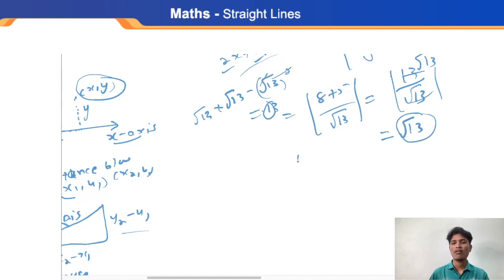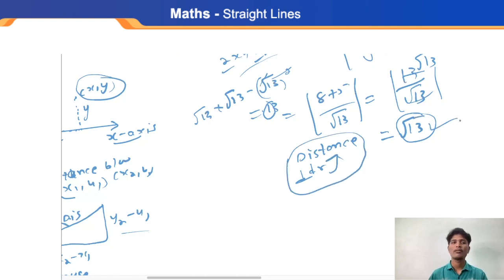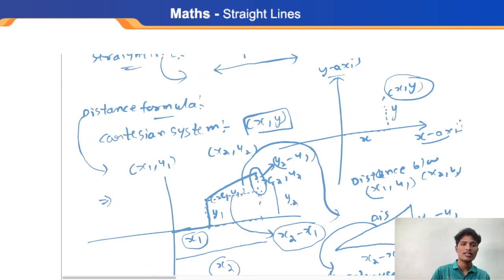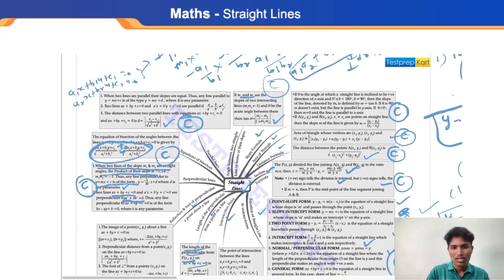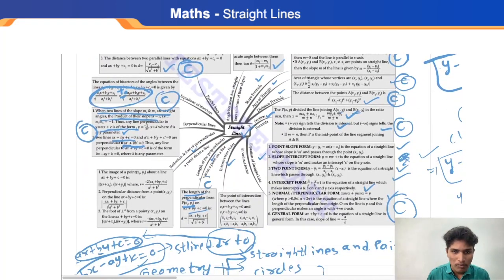This is the distance you have to calculate, the perpendicular distance. Perpendicular distance is equal to root 13. Like this you have to calculate. So this thing is also completed, this block.